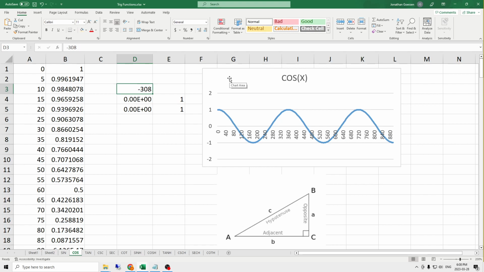Some related functions to the cosine function are, of course, sine and tangent, the other trig functions based on a right triangle, and secant, which is 1 divided by the cosine, or the inverse of the cosine function. And that concludes the video encyclopedia entry for the cosine function.